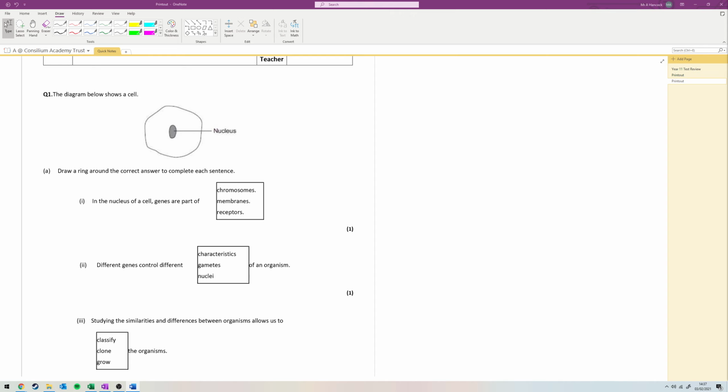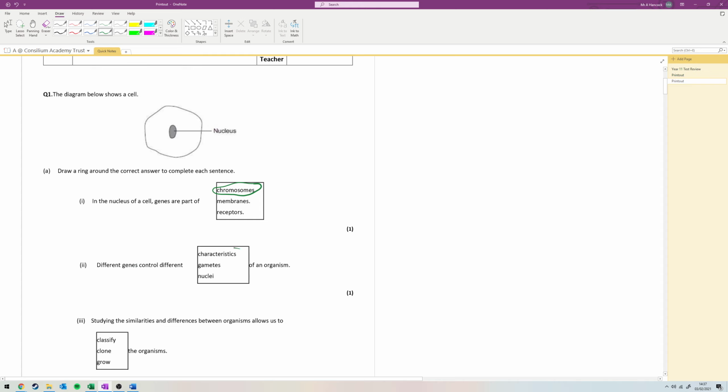Right. Question 1. The diagram below shows a cell, and we're doing this in green pen, so I'll use green too. The nucleus of a cell, genes are part of chromosomes. So it's that first box there.